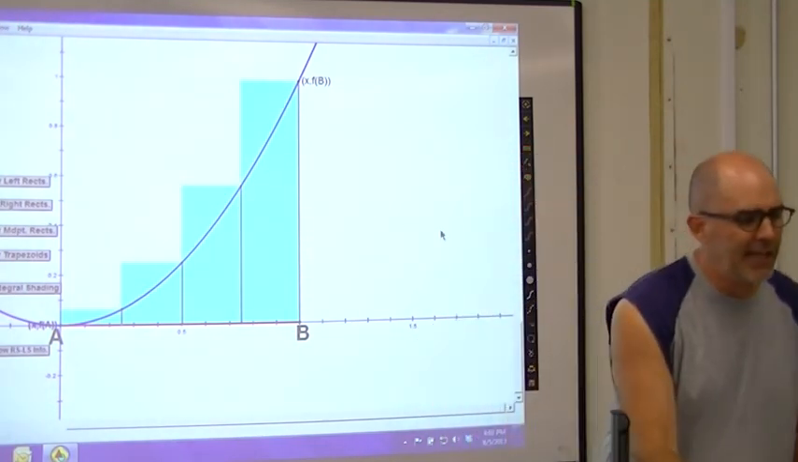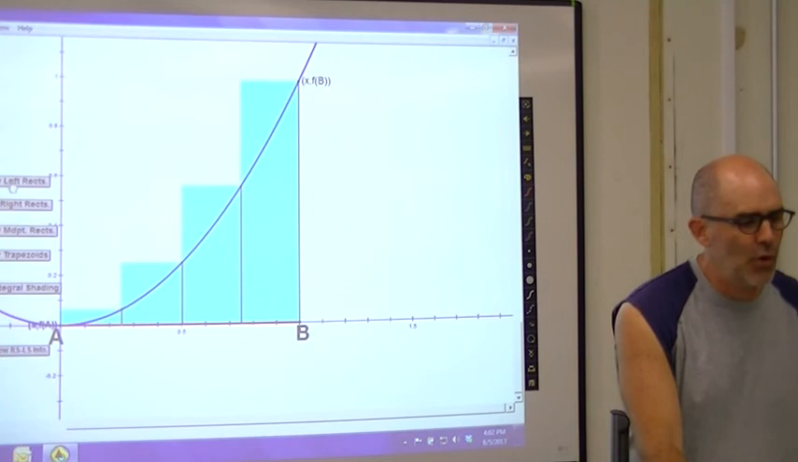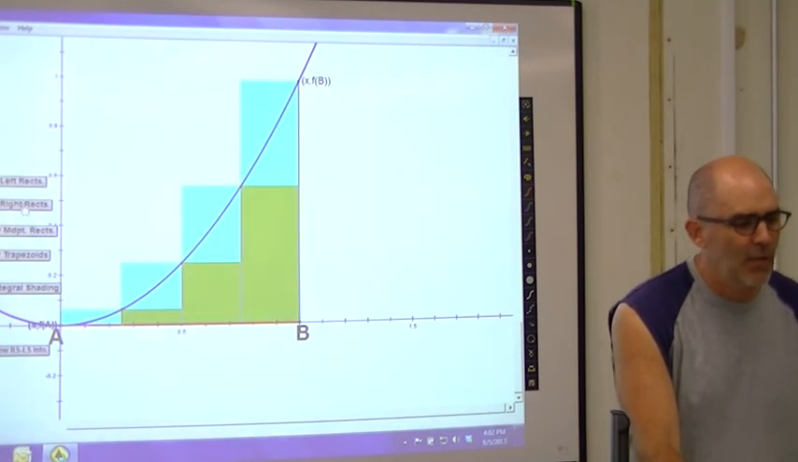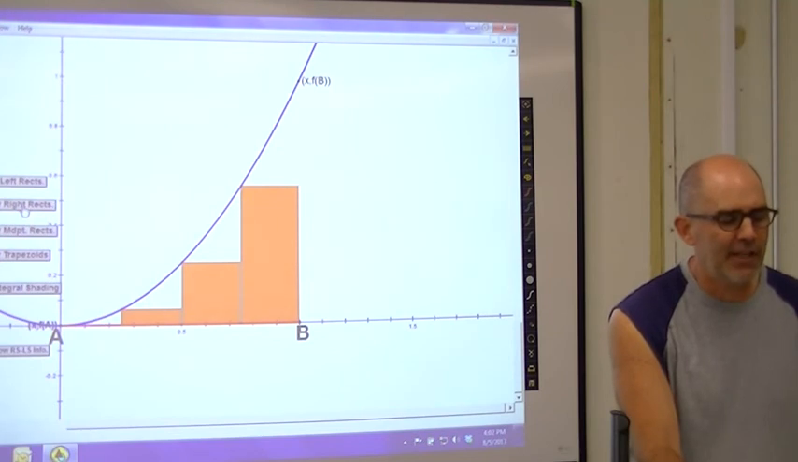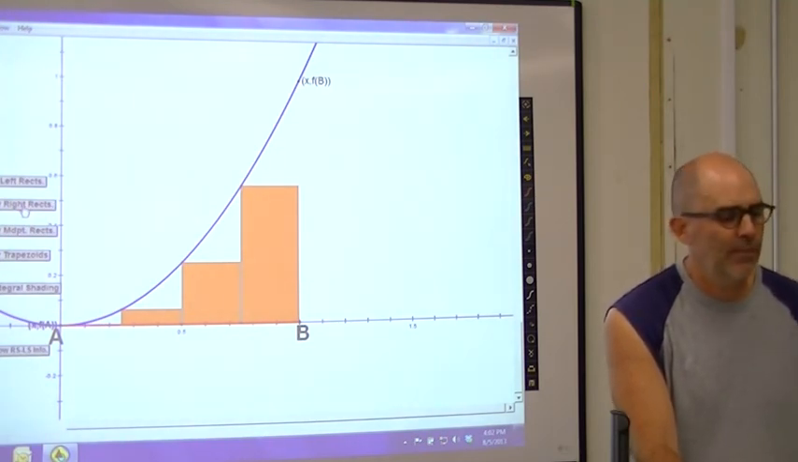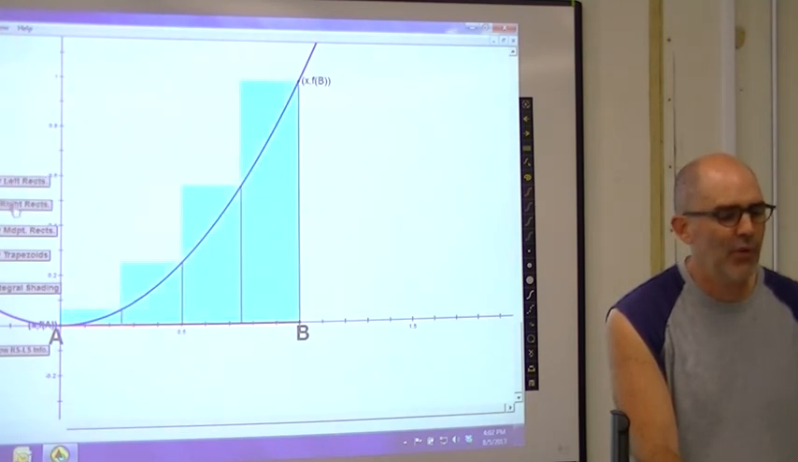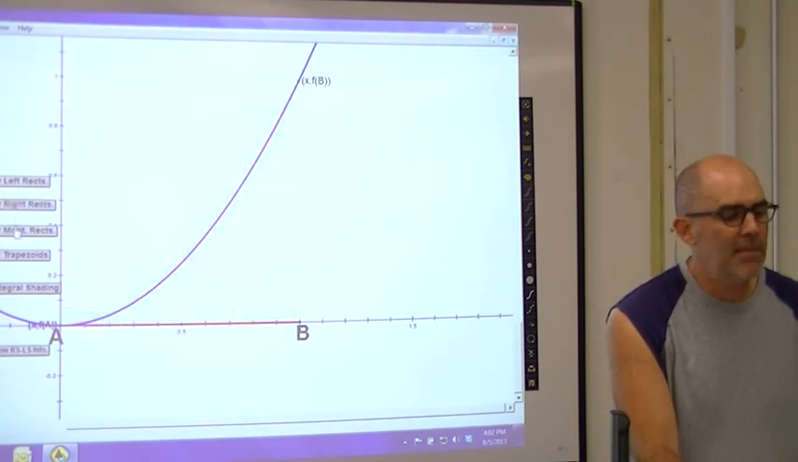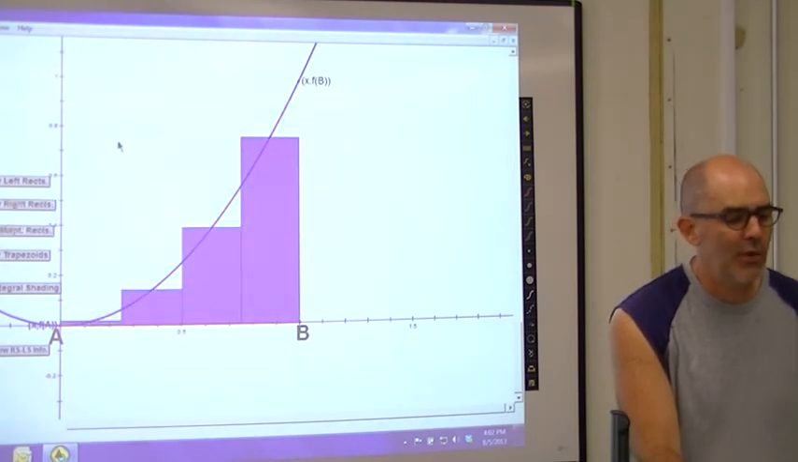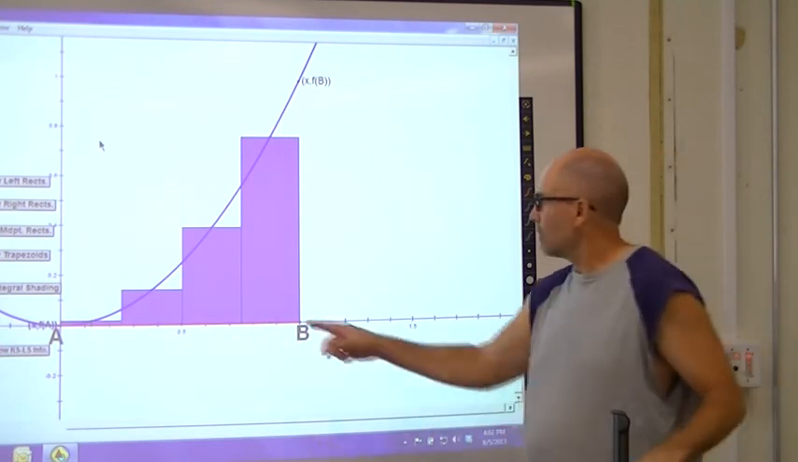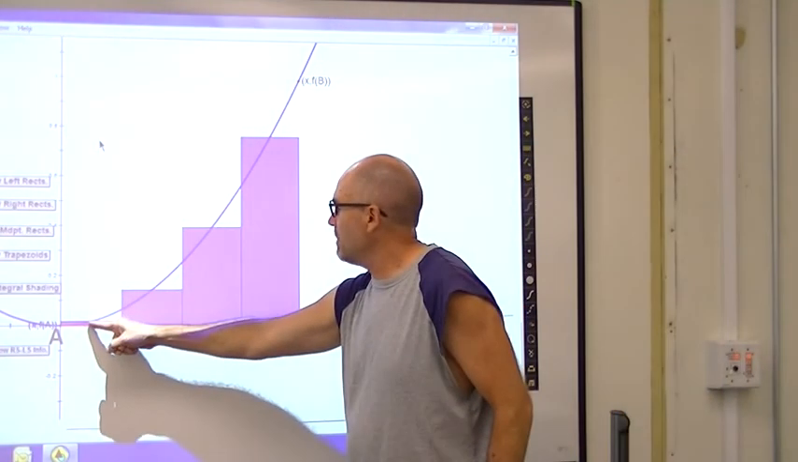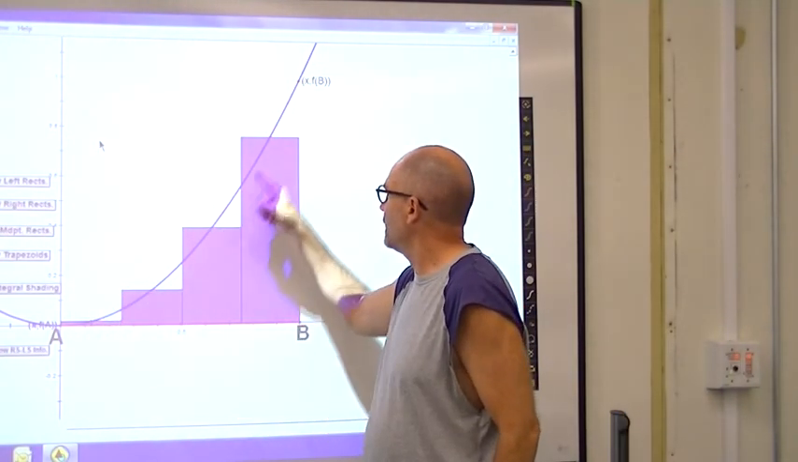The midpoint estimate. Let's go back and show, here's my left-handed rectangles, where the left edge of the rectangle hits the curve. Then my right-handed rectangles, where the right edge of the rectangle hits the curve. Now what about when the midpoint of each rectangle hits the curve? See, notice the midpoint of each rectangle hits the curve.